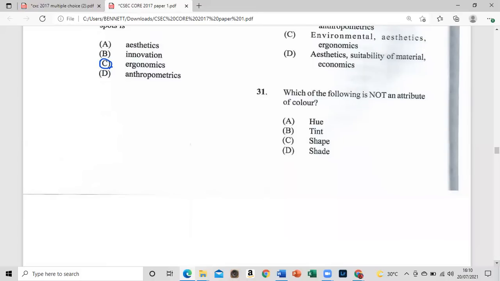So 31, which of the following is not an attribute of color? Is it hue, tint, shade, or sheen? So that would be sheen.